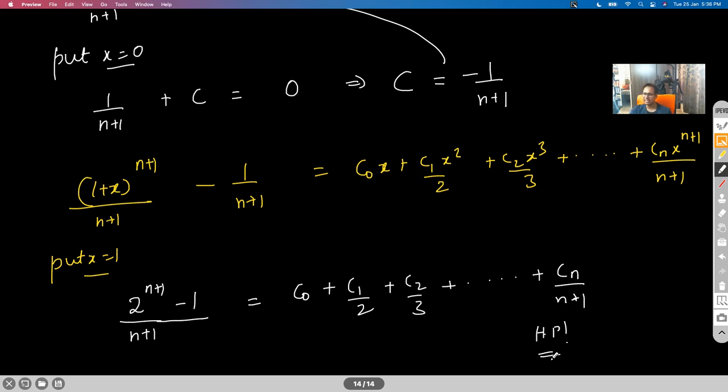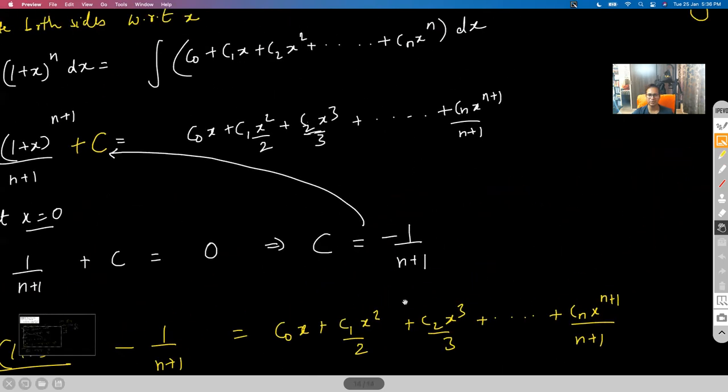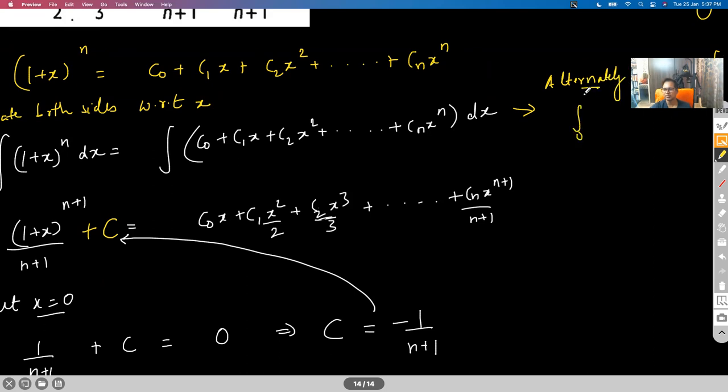An alternative approach here would be to integrate it from 0 to 1. That is also another way to do it. I hope you know how to perform definite integral when the limits of integration are given to you. If you don't want to put a 0, then a 1, you can do it in one shot. So alternately, you can do the integration from 0 to 1 of this expression. That also will give you a direct result in one shot. You don't have to put a constant of integration there.